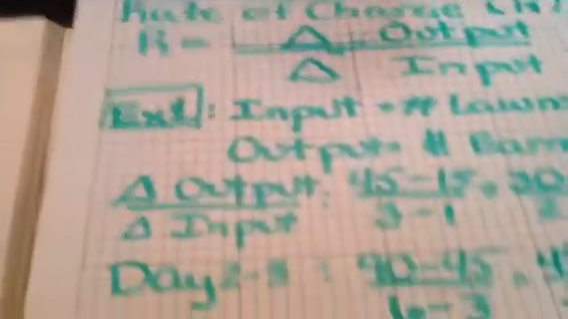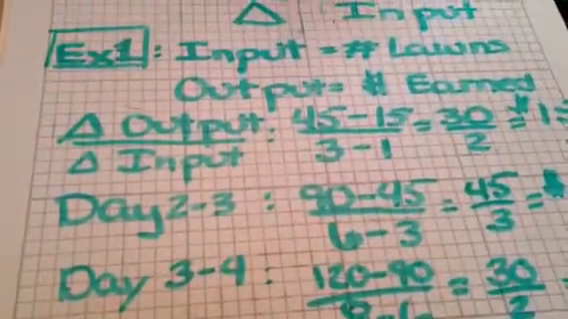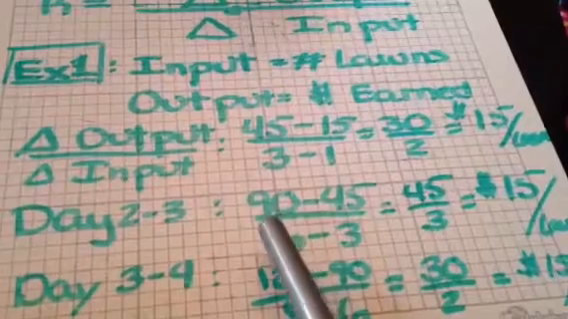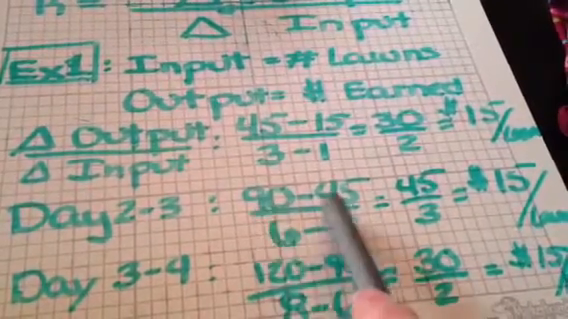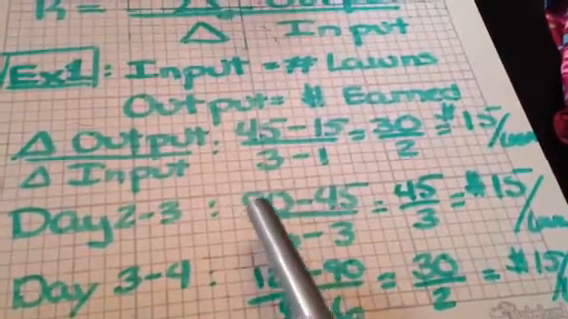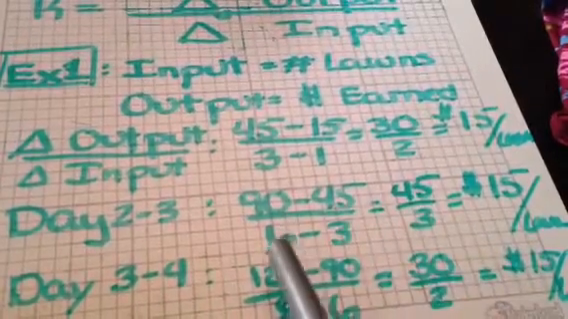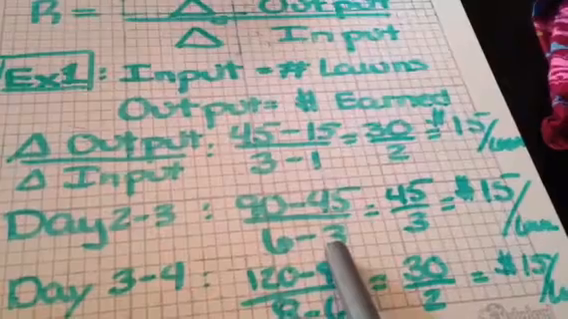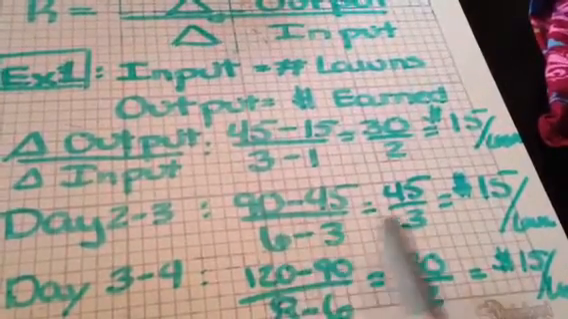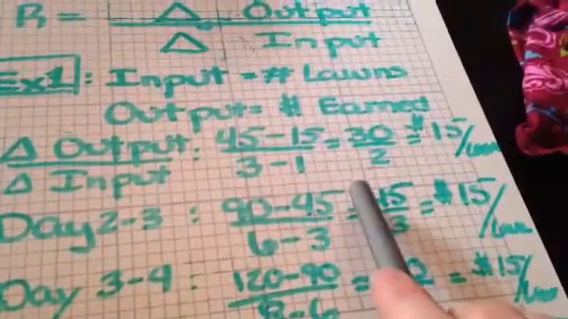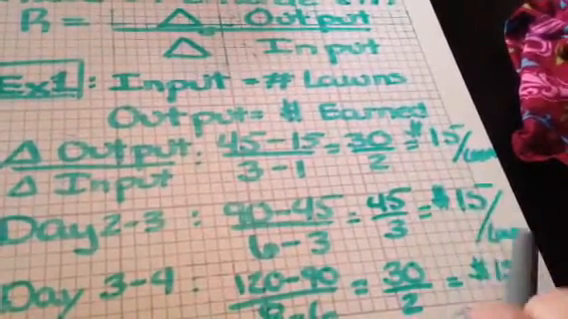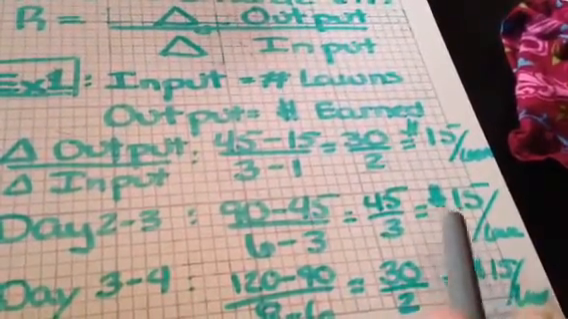All right, so if we look at the next day, her day 2 to day 3, her output for day 3 was 90. Output for day 2 is 45. So 90 minus 45 is 45. Input for day 3 was 6 lawns she mowed. Input for day 2 was 3 lawns that she mowed. So her input change was 3. And so she has 45 over 3, which means that she has a rate of $15 per lawn.